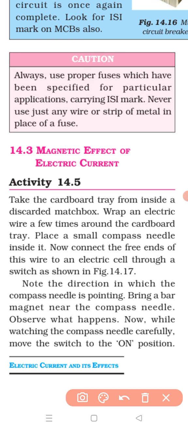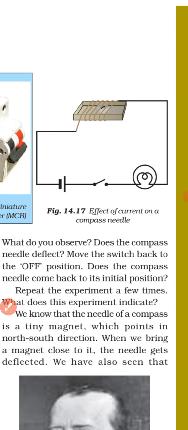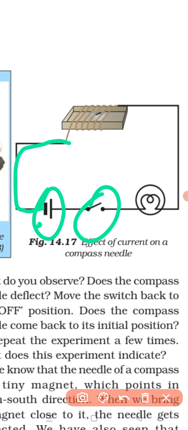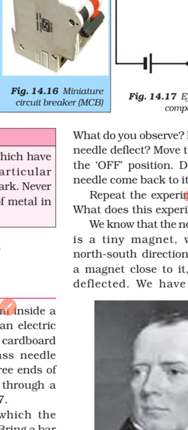Now connect the free ends of this wire to an electric cell through a switch, as shown in figure 14.17. The shorter one is the negative terminal of the cell, and the longer one is the positive terminal. You should connect a switch and an electric bulb also in this setup. Clear till here?